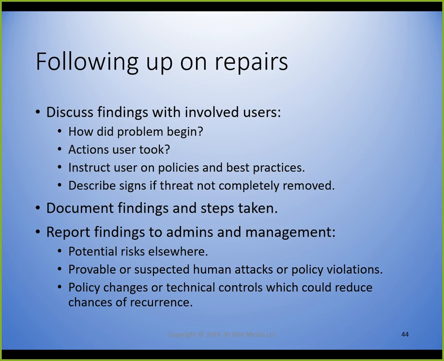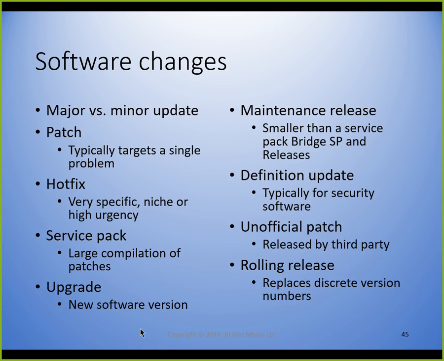Report to the admin and management. Are there potential risks elsewhere? And that's going to be based on the investigation. How did this happen? Where did it come from? Is it in the network? Is it being transmitted around? And potential risks, provable or suspected human attacks, policy violations. Policy changes, technical controls that could reduce the chances of recurrence. And these are things, the lessons learned, what can we change, how can we make it better, that becomes the responsibility of the IT individuals themselves.